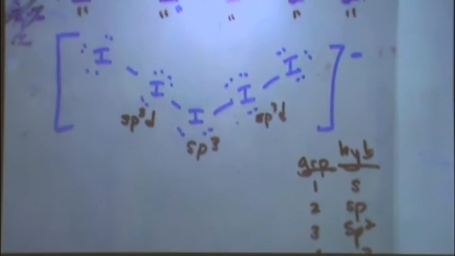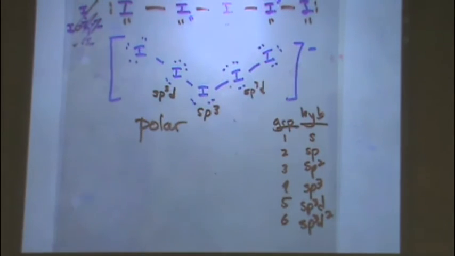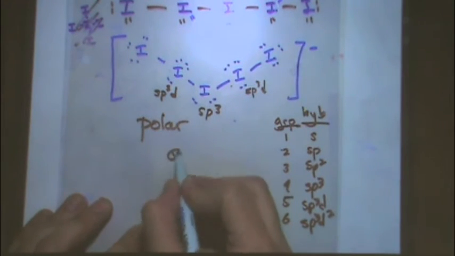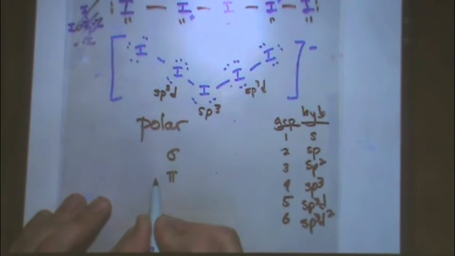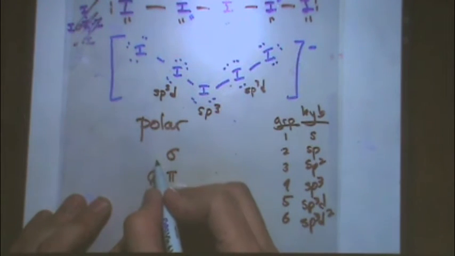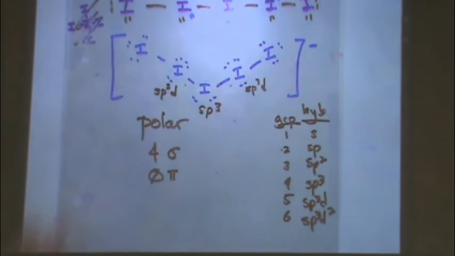Okay, let's also do polarity. Polar, non-polar. Definitely polar. It's asymmetric. At least that's not the way I taught in my class. How many pi bonds? 0. How many sigma bonds? 4. 1, 2, 3, 4. Remember, every bond has a sigma. Okay, I think we did about everything.